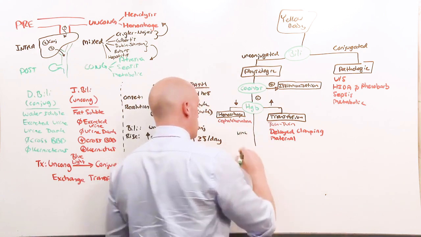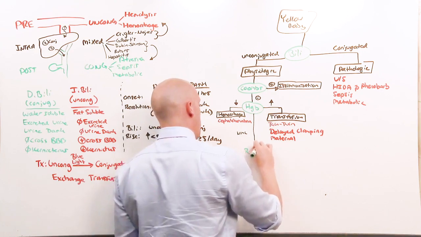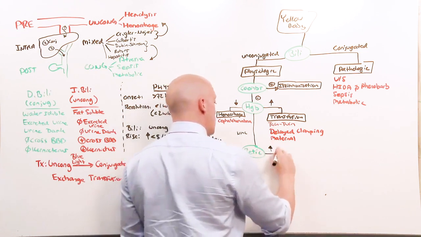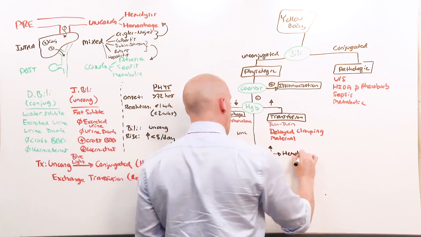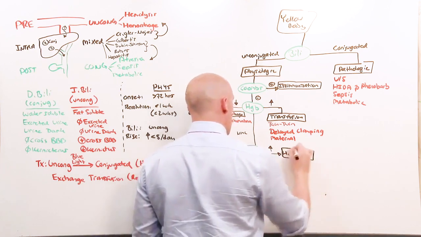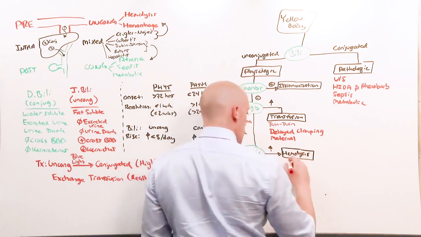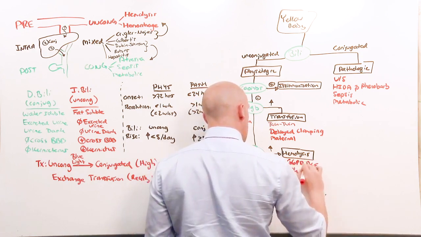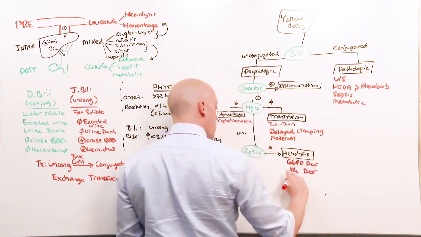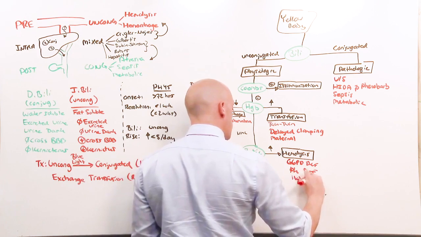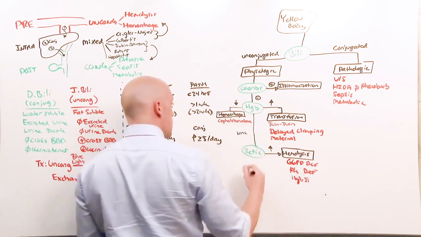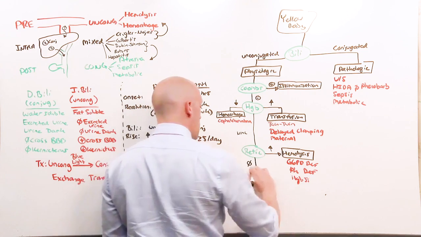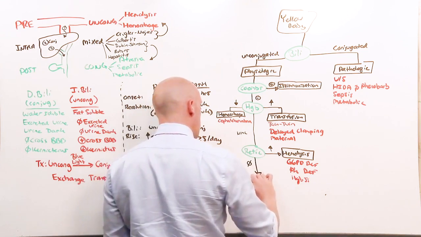Now, if the hemoglobin, on the other hand, is normal, you want to check the reticulocyte count. Because if the reticulocyte count is elevated, then you've got hemolysis. And chances are, if it's this early, it's going to be G6PD deficiency, pyruvate kinase deficiency, or hemoglobin SS disease. And lastly, if the hemoglobin is normal and the reticulocyte count is not elevated but baby is still yellow, you've got a problem with reabsorption.